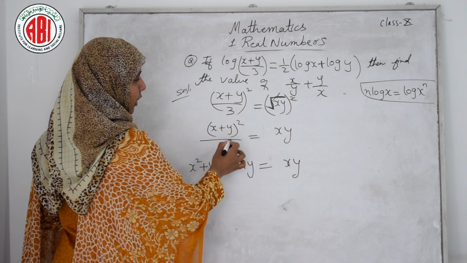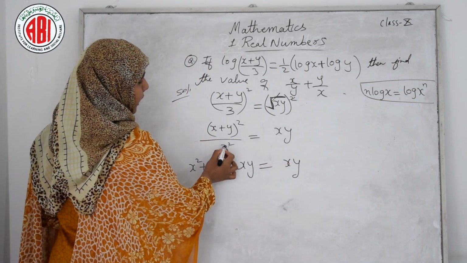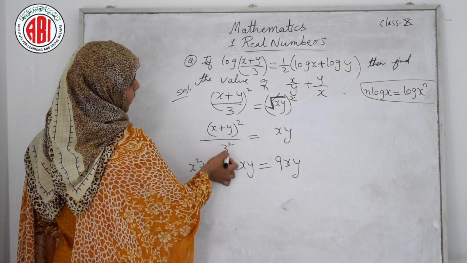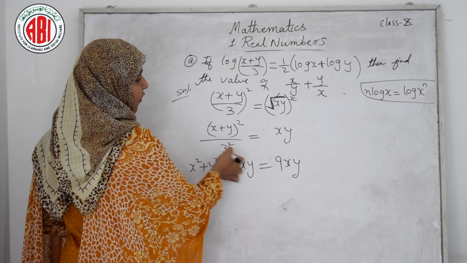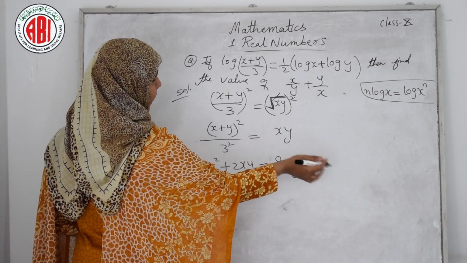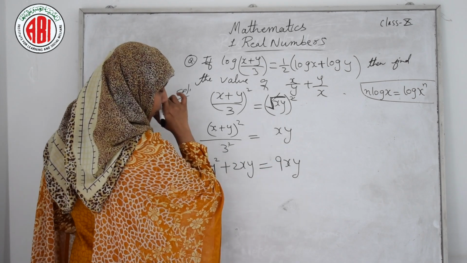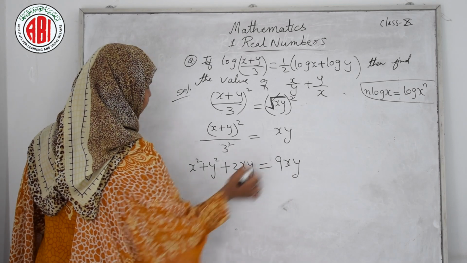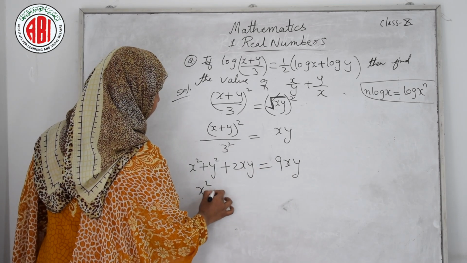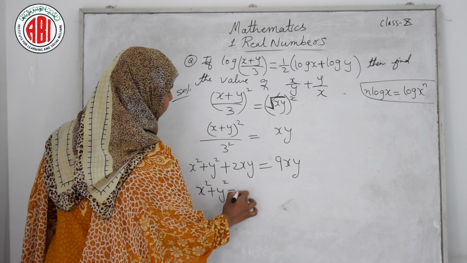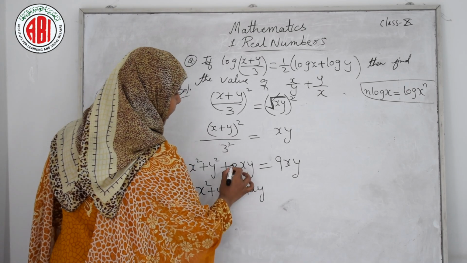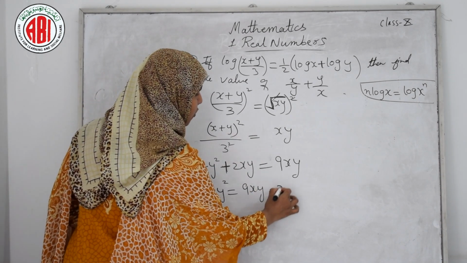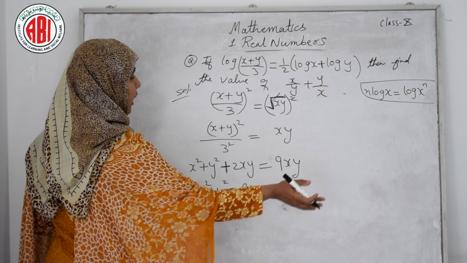Now what is 3 square? 3 3s are 9. Can we shift 9 here? Yes, because it is the denominator. If you shift it to the right side, the division goes into multiplication form. Now 2xy and 9xy are like terms. So the next step is x square plus y square equal to 9xy minus 2xy, because plus 2xy becomes minus 2xy when shifted to the other side.